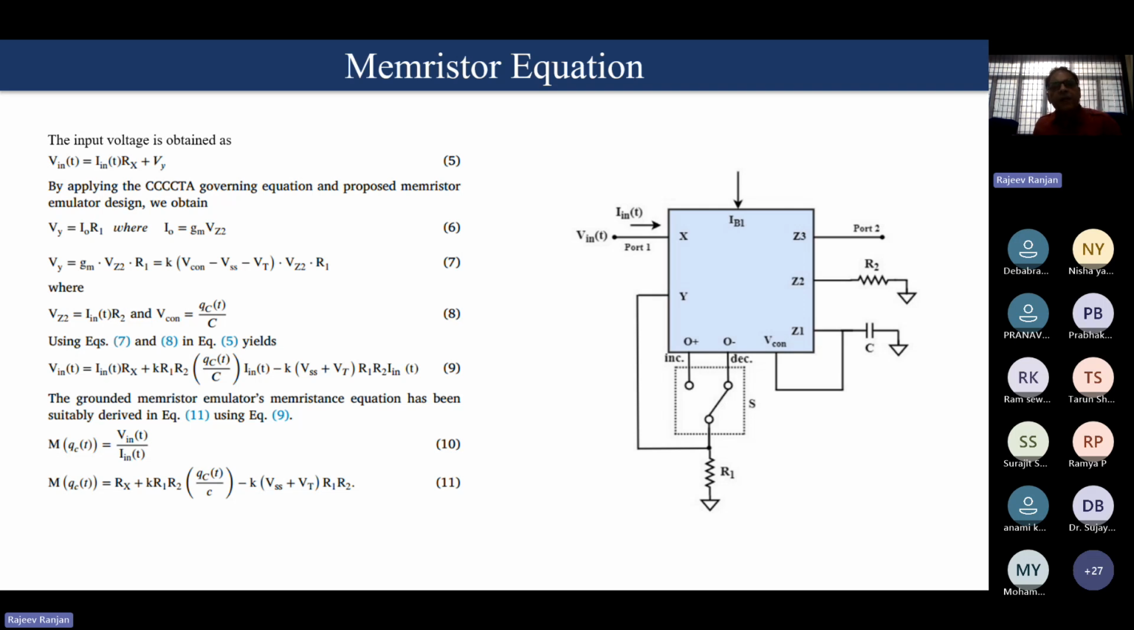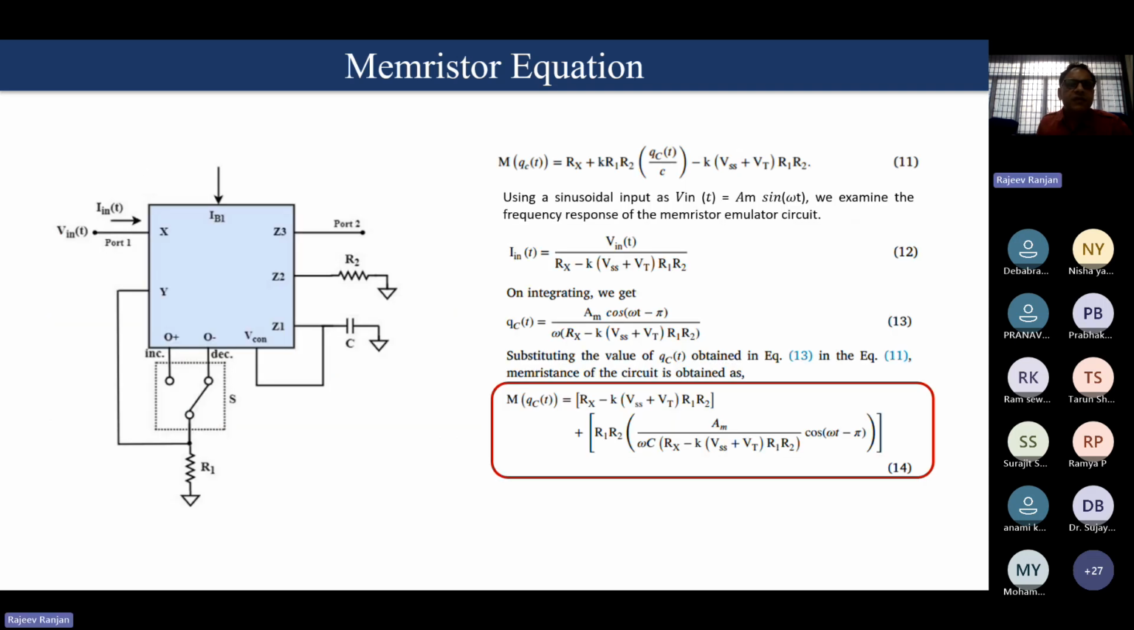We applied Kirchhoff's voltage law and current law to get V upon I. Here, V upon I gives you the Memristor's equation. Now further, the final equation is shown in this equation 11.1.